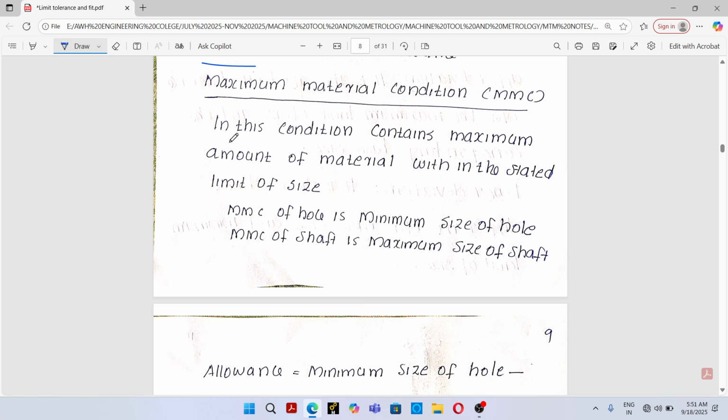So in the case of hole, what is the maximum material condition? That will be equal to the minimum size of hole.